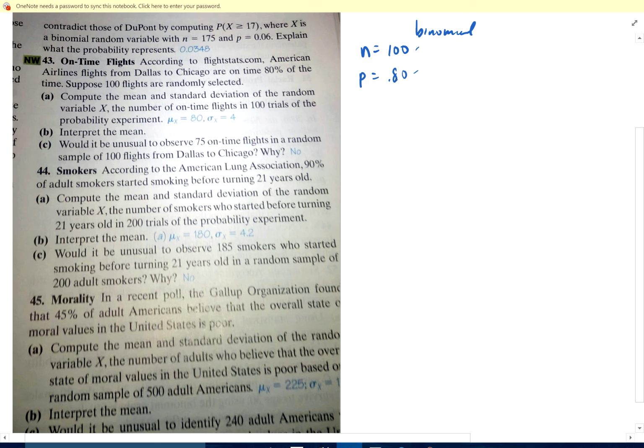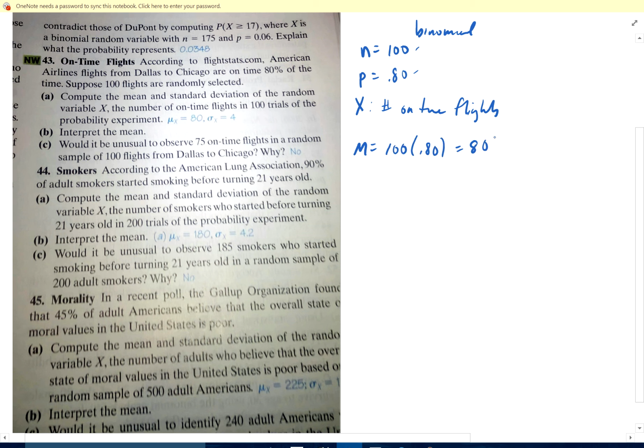on time or not. Compute the mean and standard deviation of the variable x, which is the number of on-time flights. Well, if you're watching this video before we talk about it in class, we're going to be talking about it in class. If there's 100 flights and the probability of success is 80% to be on time, then you would expect 100 times 0.80 or 80 flights to be on time.